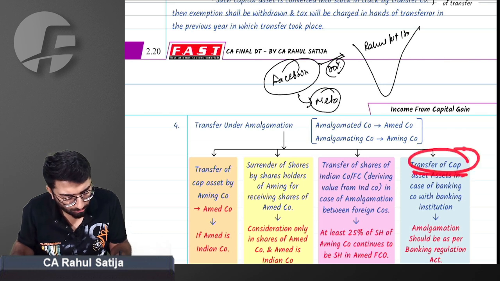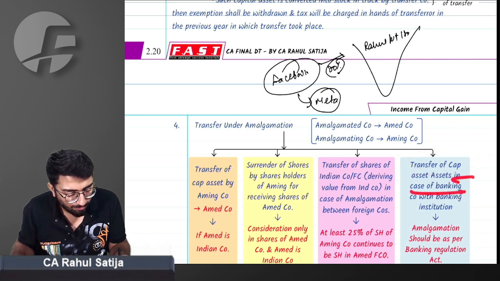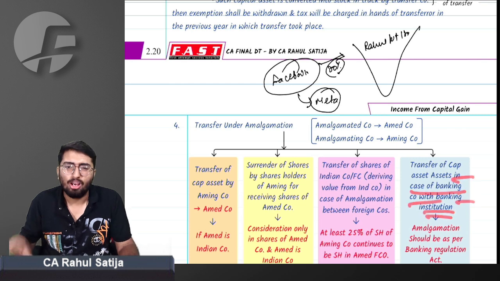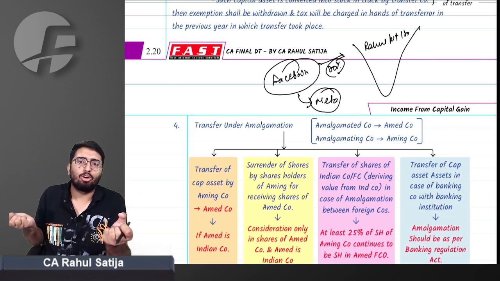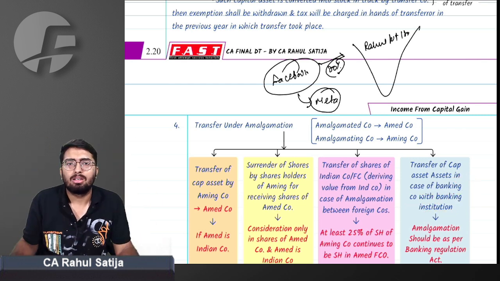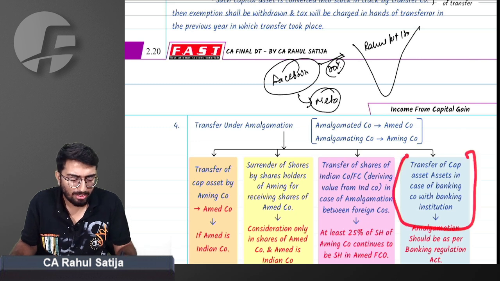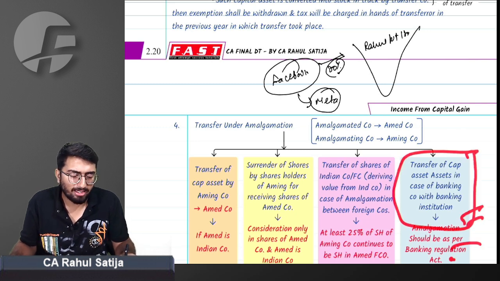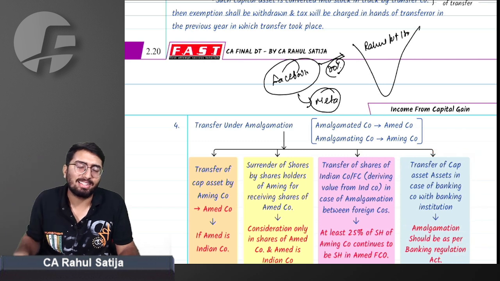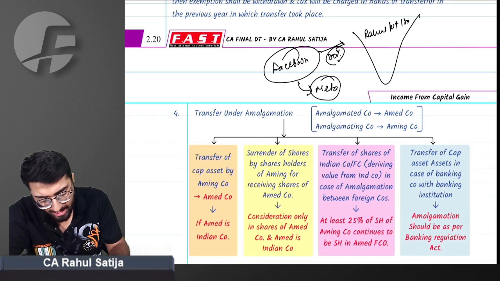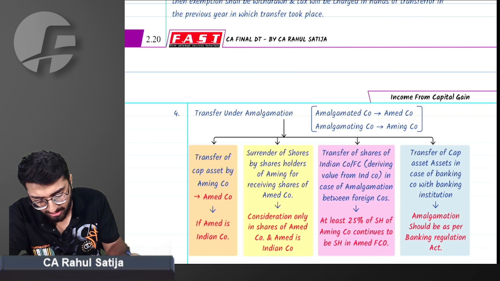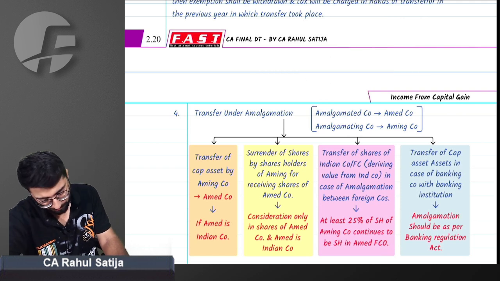And last point is any transfer of capital asset in case of a banking company with a banking institution. For example, Vijaya Bank and Corporation Bank merge with Union Bank. In that case, any transfer of capital asset, if it is made as per the Banking Regulation Act, shall be completely exempt transfer. Did you get this point or not? Yes, sir, we did understand. We got your point.